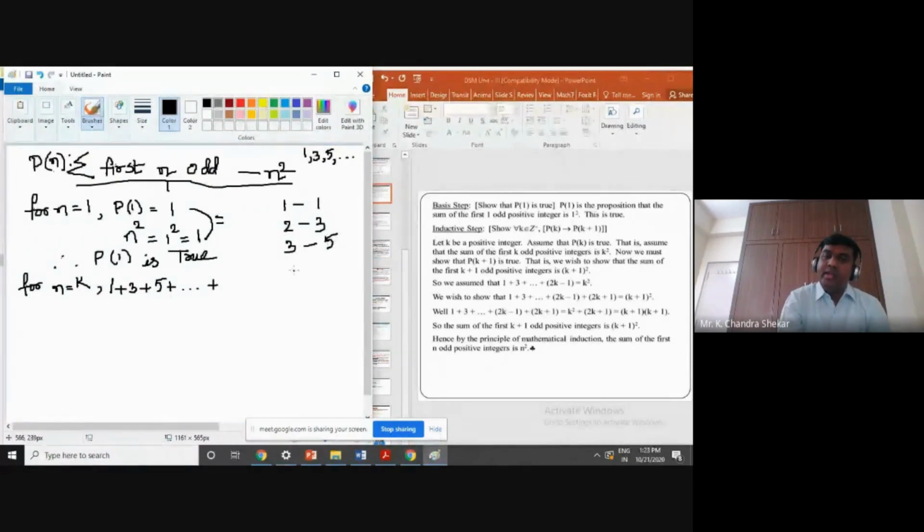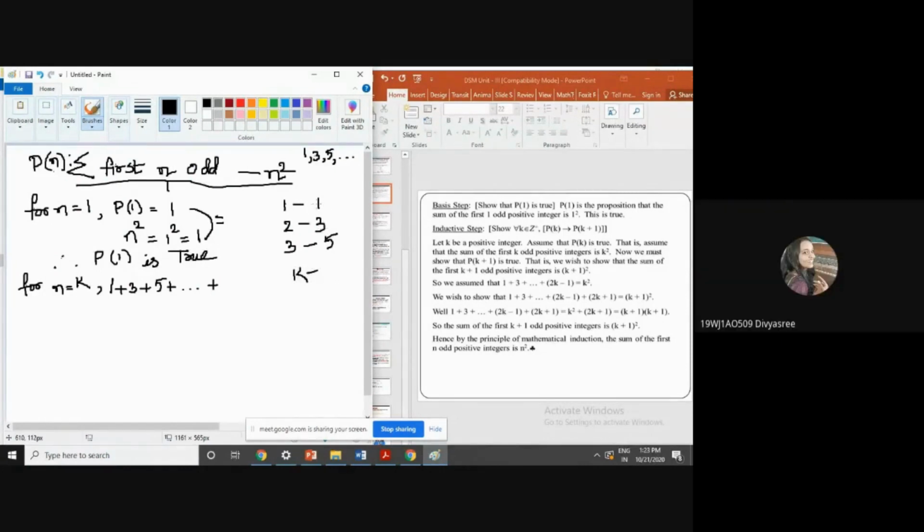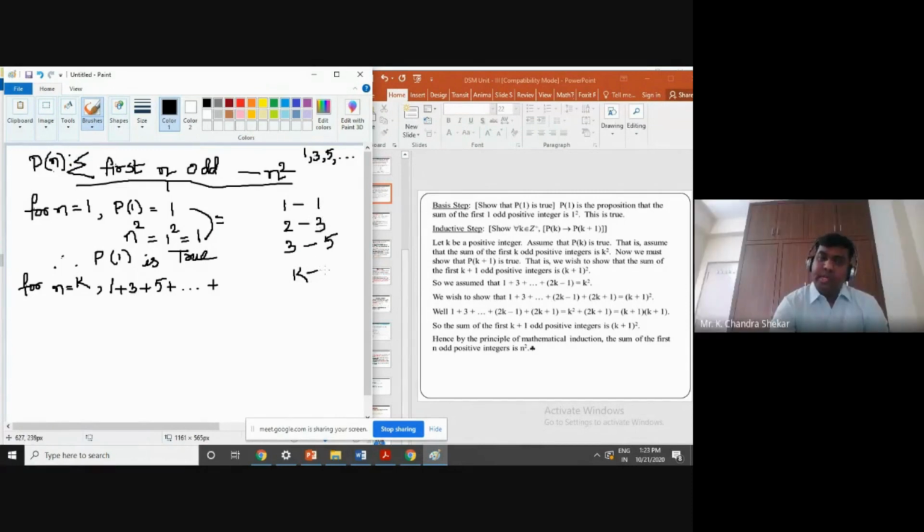Now how can I get the kth term? 2k minus 1. See, if I ask nth term, it is 2n minus 1. Now I am asking kth term, so I will be getting 2k minus 1. Because just substitute the value of k equal to 1, you get 2 minus 1, which is 1. Substitute k equal to 2, I'll get 2 into 2, 4 minus 1 is 3. Now substitute k equal to 3, 2 into 3, 6 minus 1 is 5.